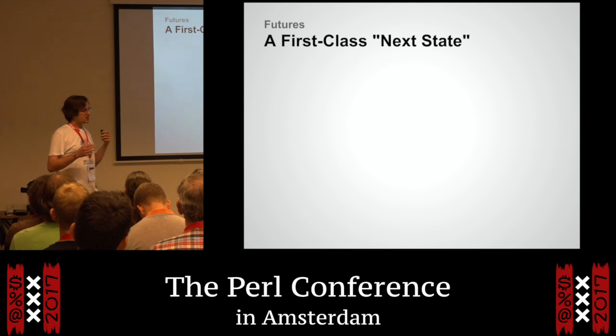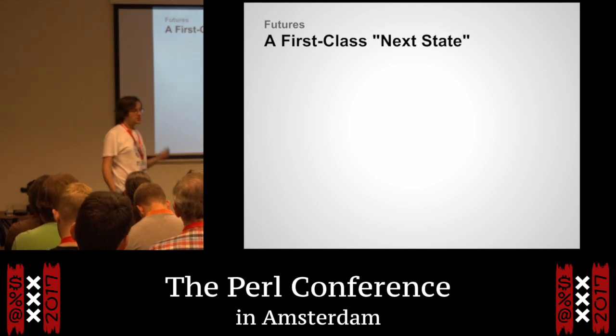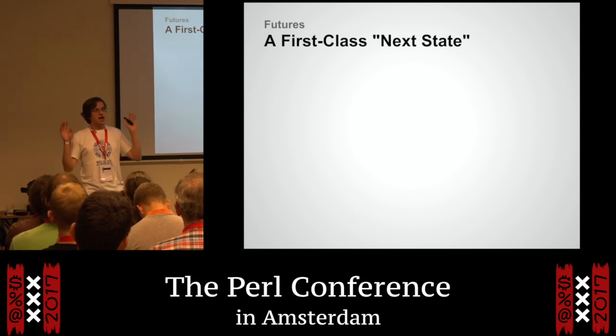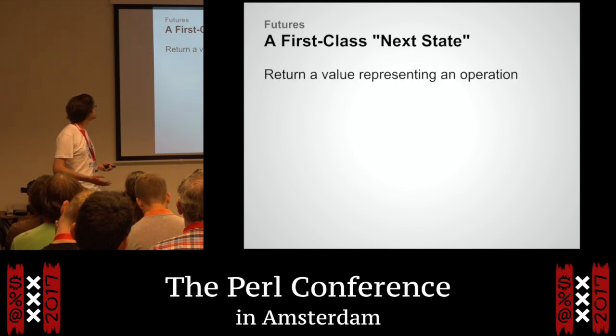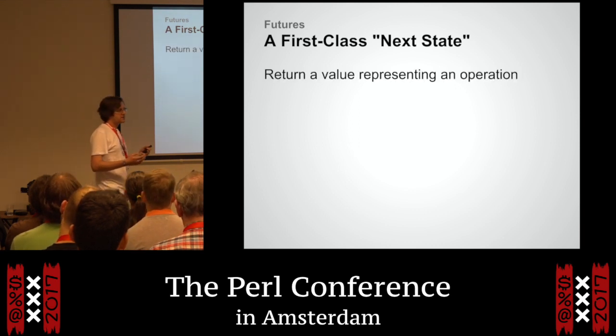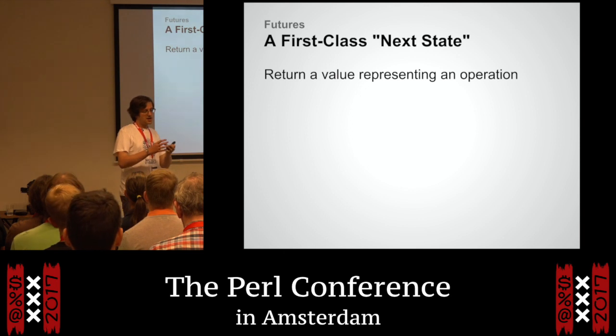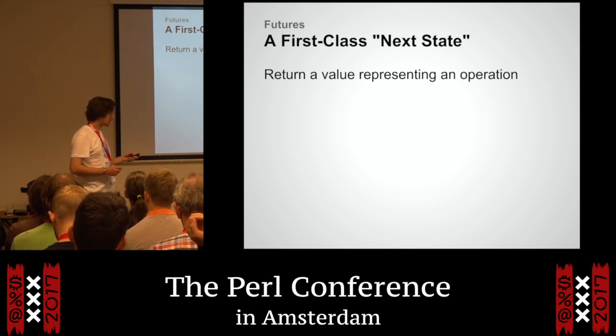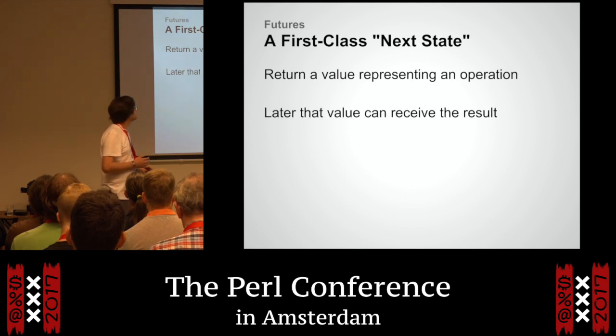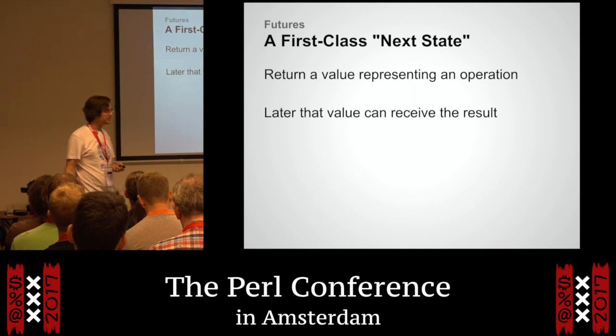So what we do is we invent the idea of a future, which is a first-class representation of a future state, the next state that the program will be in at some point. So we have our functions return a kind of box, a value that says, here is where I'm going to put the result later, but I haven't got the result yet, but I'll tell you when it's there, so that we can return a value. And later on, that value then receives the result when it becomes available.